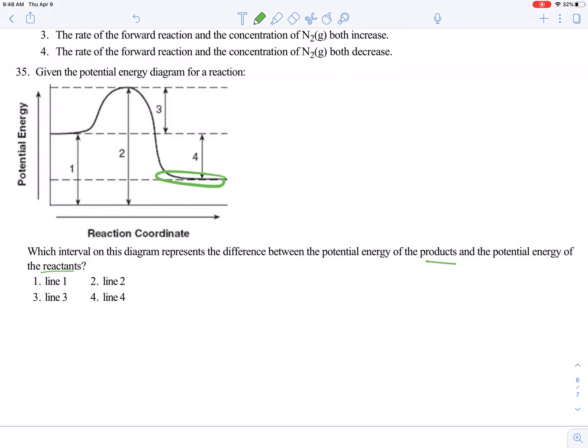And finally, which interval in the diagram represents the difference between the products and the reactants? Well, here's my products, here's my reactants. So that's how much energy they have. The difference between them would be interval 4.